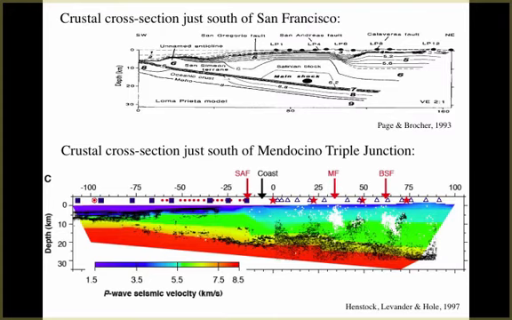If we look at the cross-section just south of the Mendocino Triple Junction, you'll see the San Andreas Fault offshore, the coastline, and then some other faults further inland. And you'll see reflectors that show the structures that are residing beneath the upper middle crust and that are defining the base of the North American crust and the top of that old subducted oceanic crust.